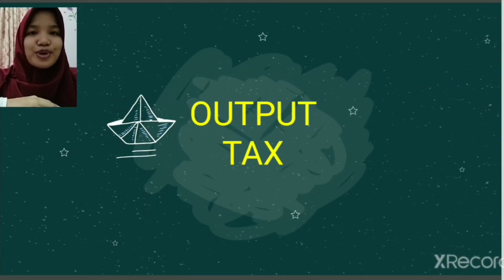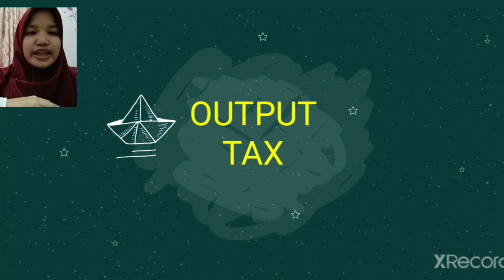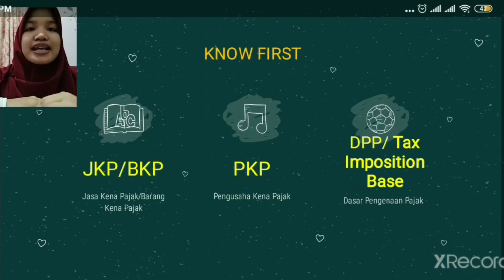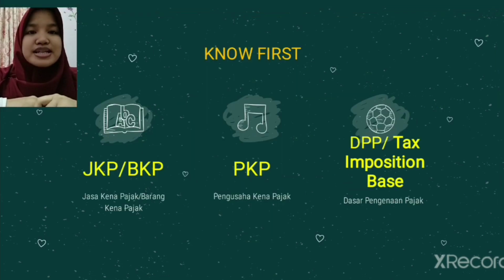We talk about output tax, but before we go to output tax, we have to know first the abbreviations of this chapter. First is JKP. JKP is jasa kena pajak, or taxable services, and BKP is barang kena pajak, or taxable goods. PKP is pengusaha kena pajak, or taxable entrepreneur, and DPP or tax imposition base is dasar pengenaan pajak.